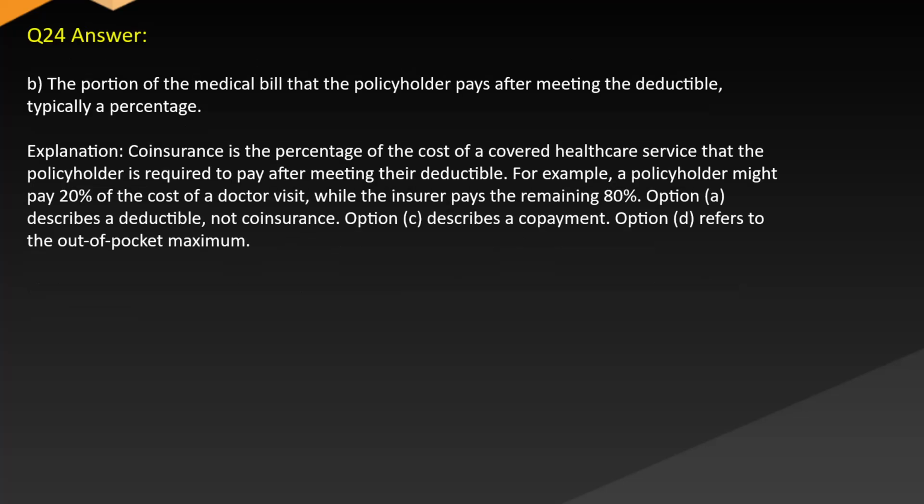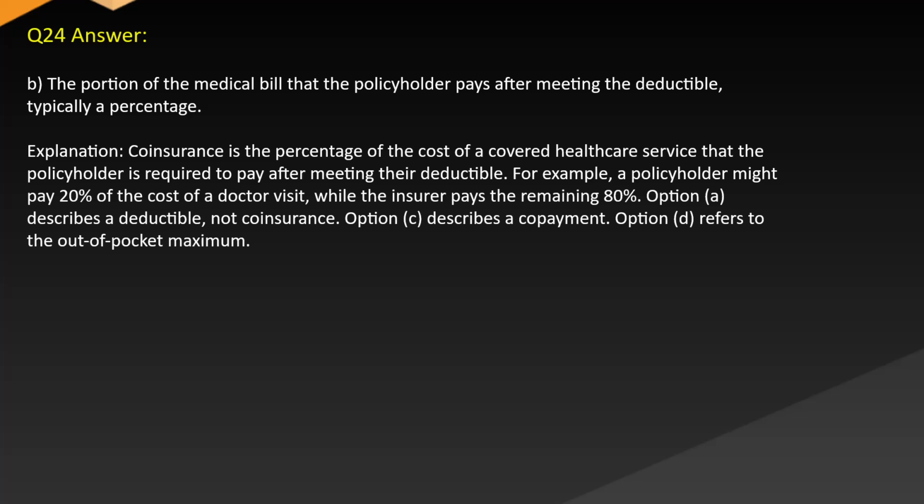Answer B. The portion of the medical bill that the policyholder pays after meeting the deductible, typically a percentage. Explanation. Coinsurance is the percentage of the cost of a covered healthcare service that the policyholder is required to pay after meeting their deductible. For example, a policyholder might pay 20% of the cost of a doctor visit while the insurer pays the remaining 80%.